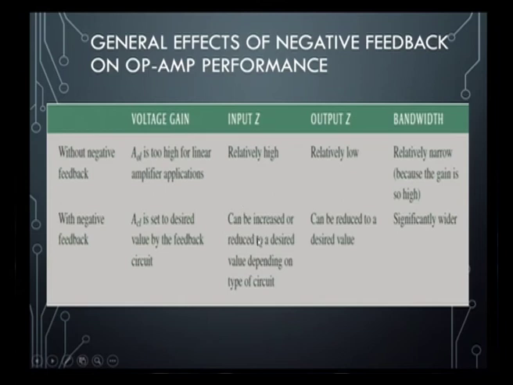The input impedance can be increased or reduced to a desired value depending on the type of circuit, and also the output impedance can be reduced to a desired value. So, everywhere we have control. In the last case, we can achieve a significantly wider bandwidth. So, from this we can observe that with the help of negative feedback we can control the gain, output impedance and input impedance, and also achieve the desired bandwidth. This is how negative feedback is useful in the performance of the op amp.